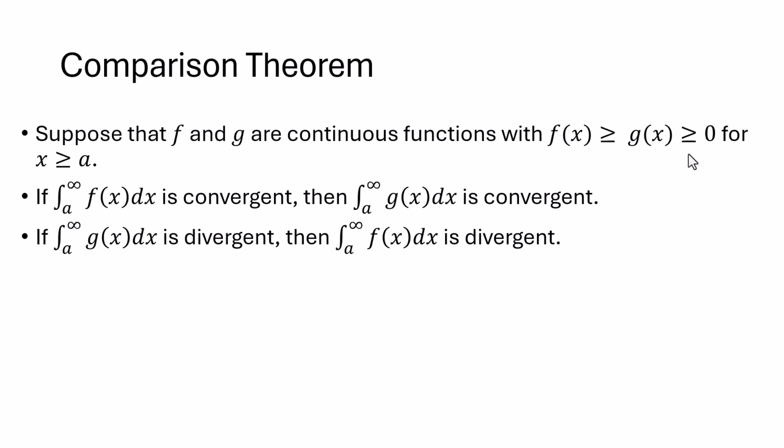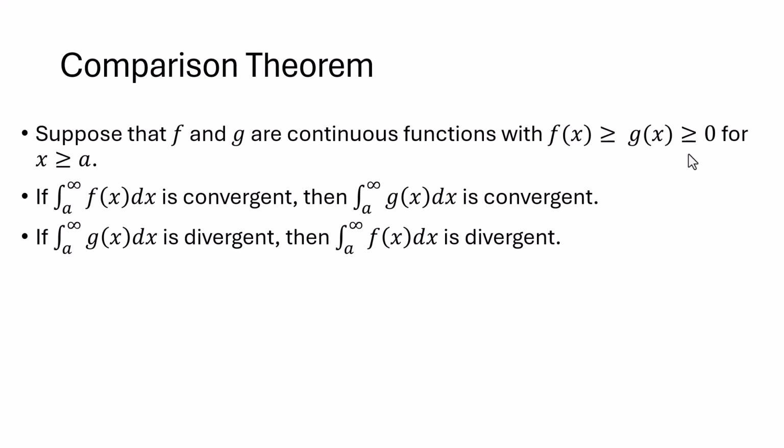Suppose that f and g are continuous functions with f of x greater than or equal to g of x, and g of x is greater than or equal to 0 for any x value greater than or equal to a. So if the improper integral from a to infinity of f of x dx is convergent, then the improper integral from a to infinity of g of x dx is also convergent, because f of x bounds g of x from above.